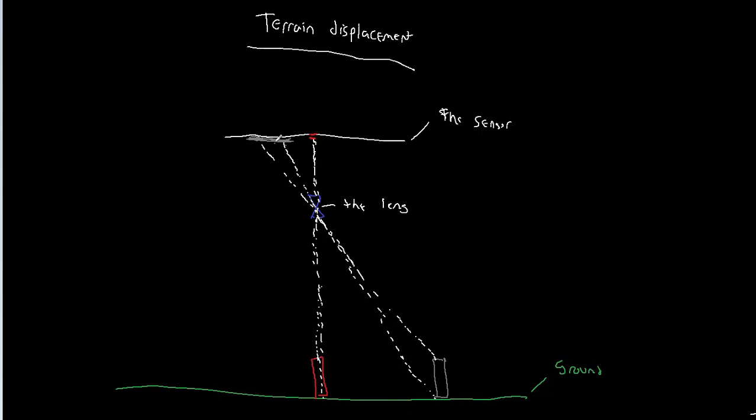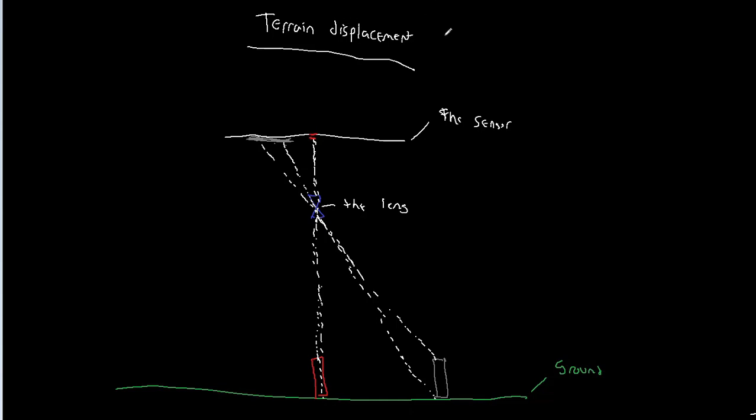So this relationship between things directly in the middle of the image showing up as vertical, and things towards the edge of the image showing up as elongated, and being able to see both the top and the bottom in the image, this is terrain displacement.